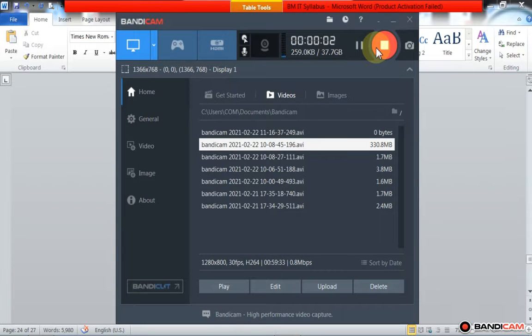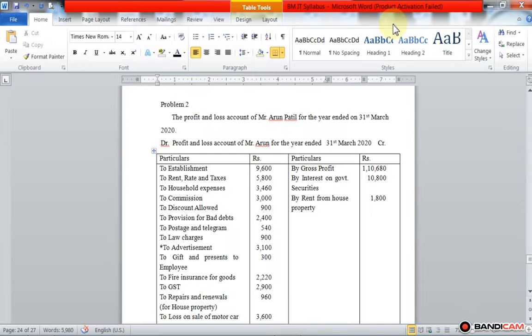Hello students, in our previous lecture we solved problem number one on computation of profit and gains from business and profession. Okay, in today's lecture we are going to solve problem number two on computation of income from business. So here problem number two is given.